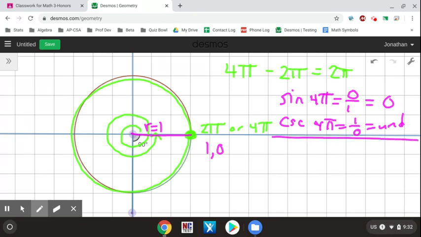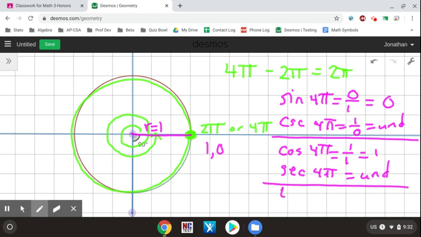The next thing I would do is cosine of 4 pi. I would take it and I would do my x-coordinate of 1 over 1, which is 1. If I flip that upside down for secant of 4 pi, that's going to be undefined. Tangent of 4 pi, I would have my y-coordinate over my x-coordinate.